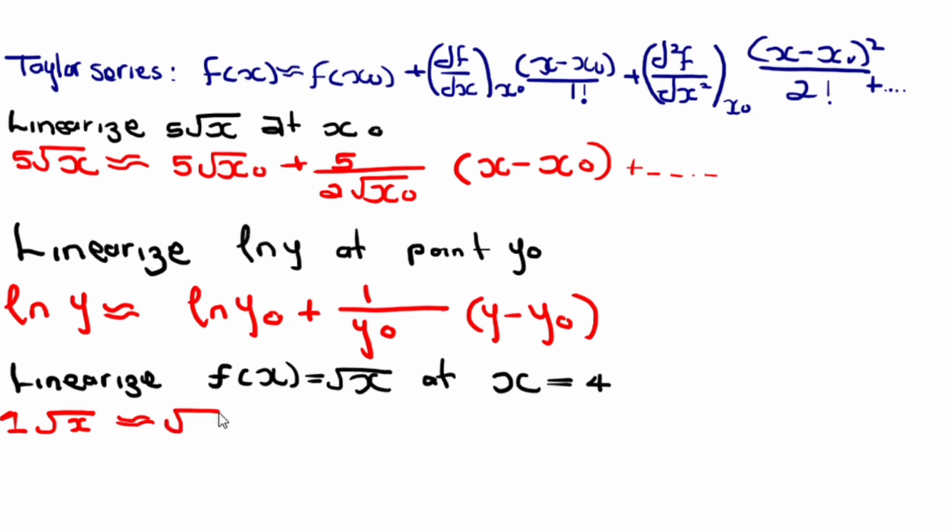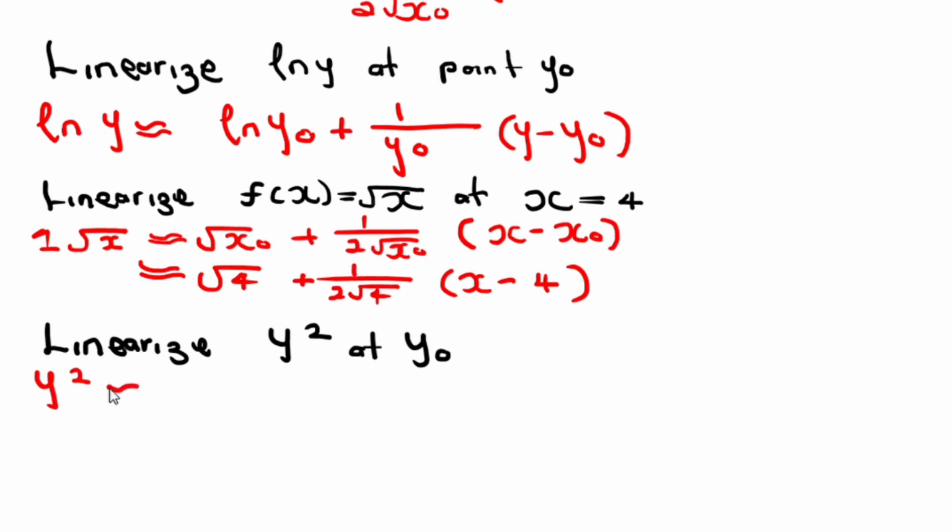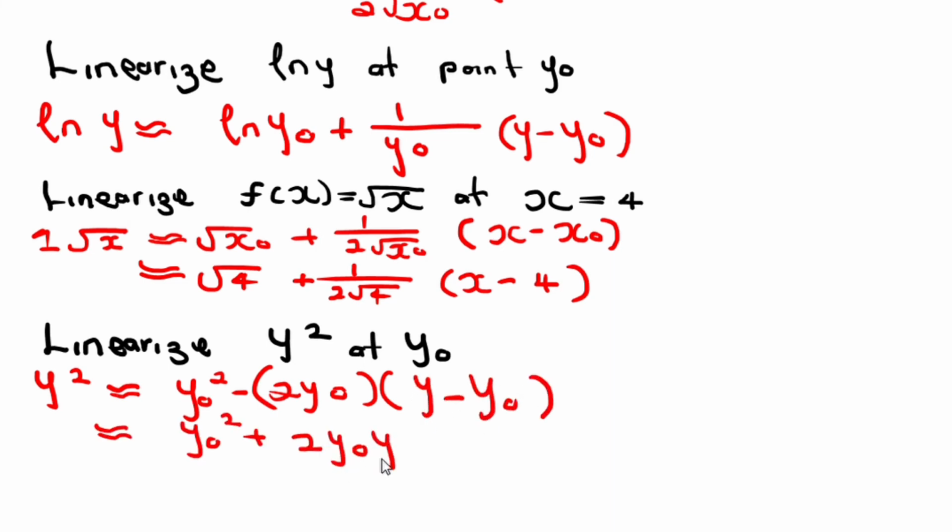We are going to linearize this function. In this case, our f is 1 and the x is the square root of x. By substituting the first two terms, we are going to have square root of x0 plus 1 over 2 square root of x0, times x minus x0. Substitute the point at which we are linearizing. In this case, it's 4, and you can also substitute further. You can also do the same thing, linearize for y squared at y0. Remember that the derivative of y squared is 2y to the power of 1, hence we have 2y0 there, and you can also expand further or substitute further.